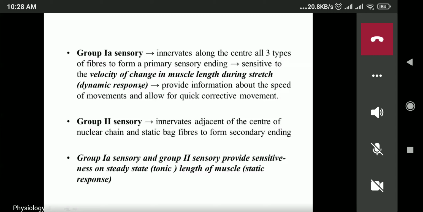Group 2 sensory innervates adjacent to the center of the nuclear chain and static bag to form secondary ending. Group 1A sensory and Group 2 sensory provide sensitiveness of the static state, tonic steady state of length of the muscle, static response. Group 1A and Group 2 sensory provide sensitiveness on static state length of muscle. So static response.